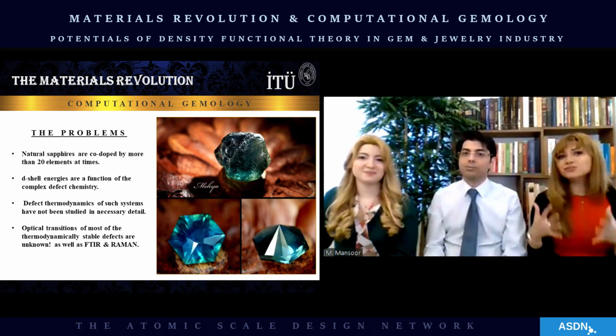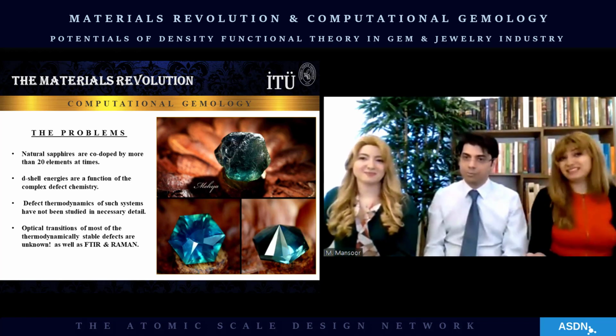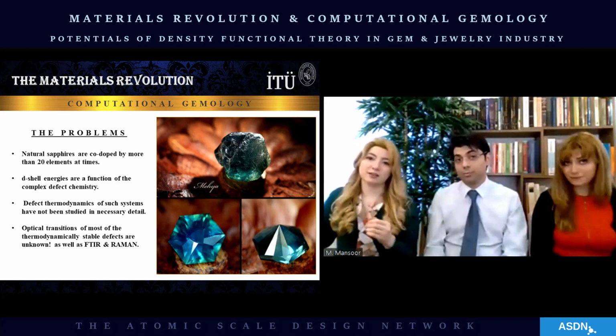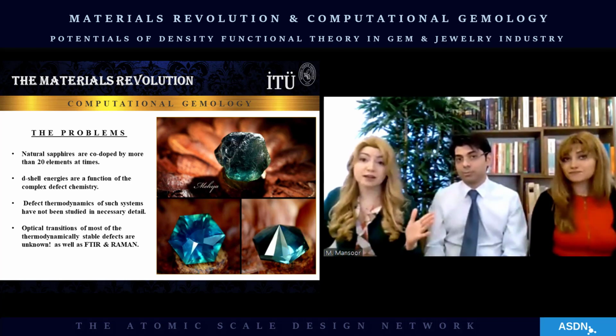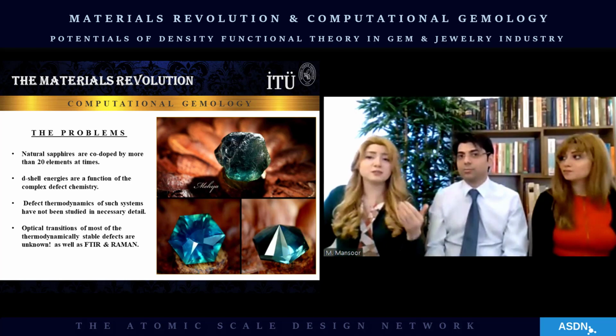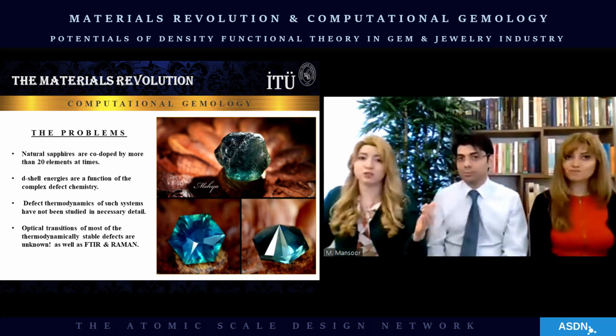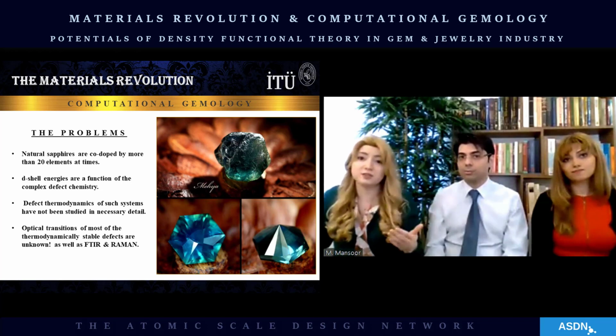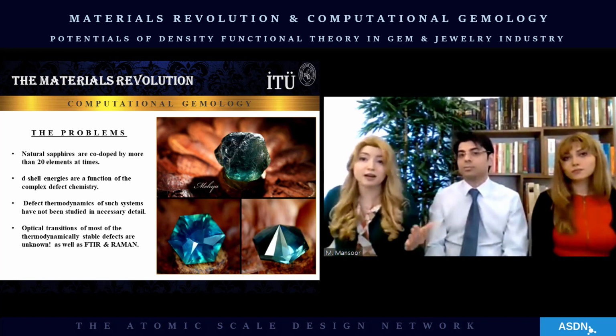So why do these problems even exist in the gem and jewelry industry? Natural gems are crystals with highly co-doped elements. Sometimes even 20 elements might be present in different concentrations at the same time. So the number of possible defects is so much that it truly becomes complicated, and the defect chemistries and thermodynamics can be highly variable, depending on the locality, of course.